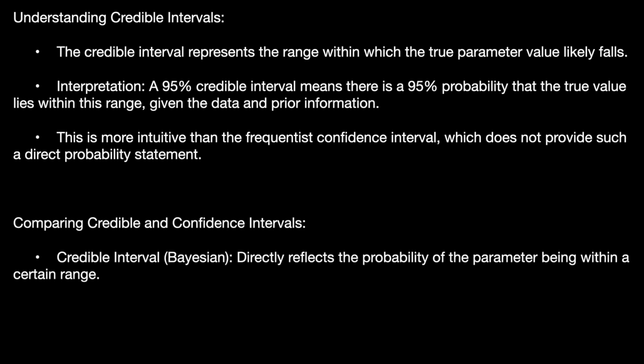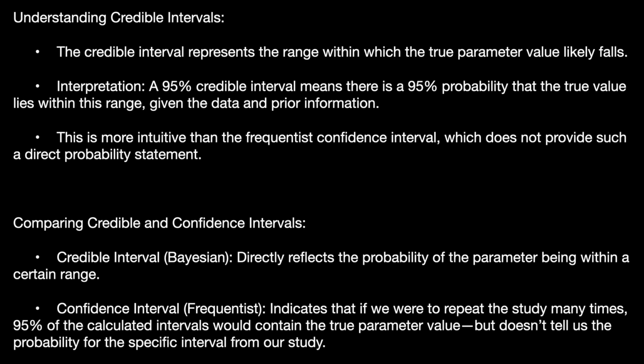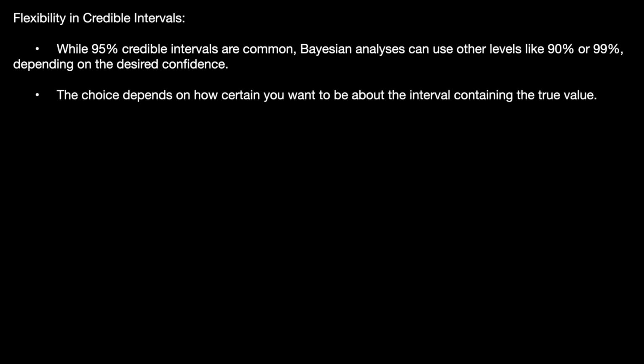So comparing the credible and confidence interval, the credible interval directly reflects the probability of the parameter in question. Whereas the confidence interval indicates that if we repeat that study multiple times, there's a 95% chance that the calculated interval will contain the true parameter value, which does not really tell us the probability for the specific interval from our study. Flexibility of the credible interval: while 95% credible intervals are common, Bayesian analysis can go from 90 to 99% depending on the desirable confidence. The choice depends on how certain you want to be.